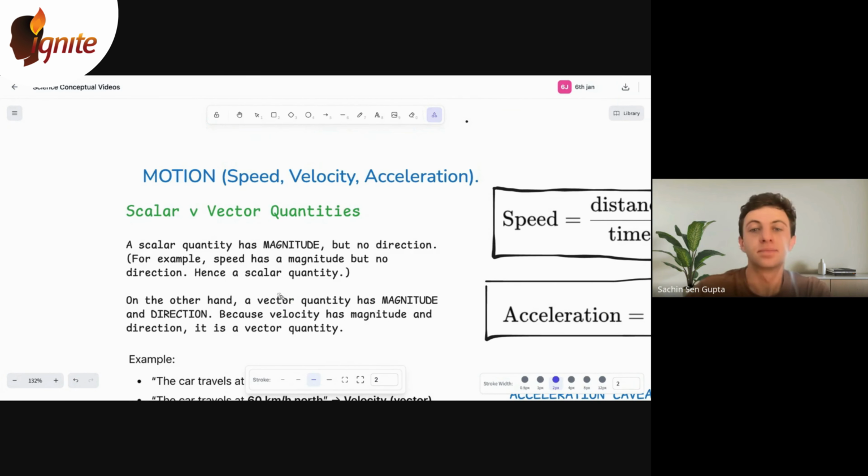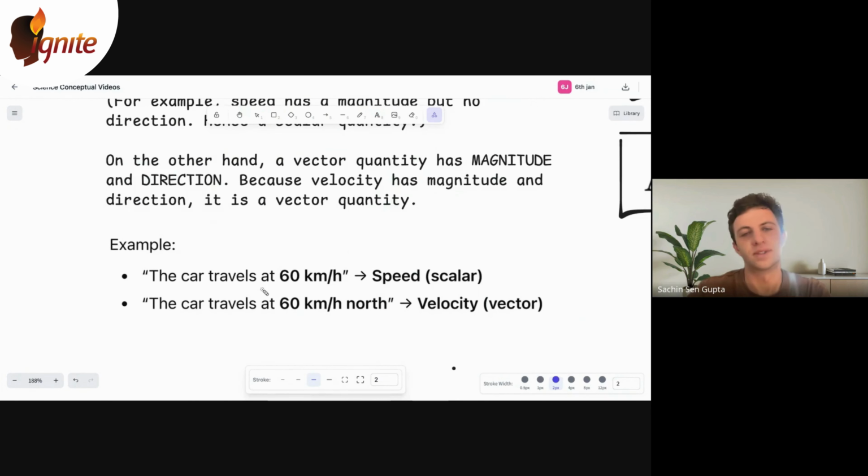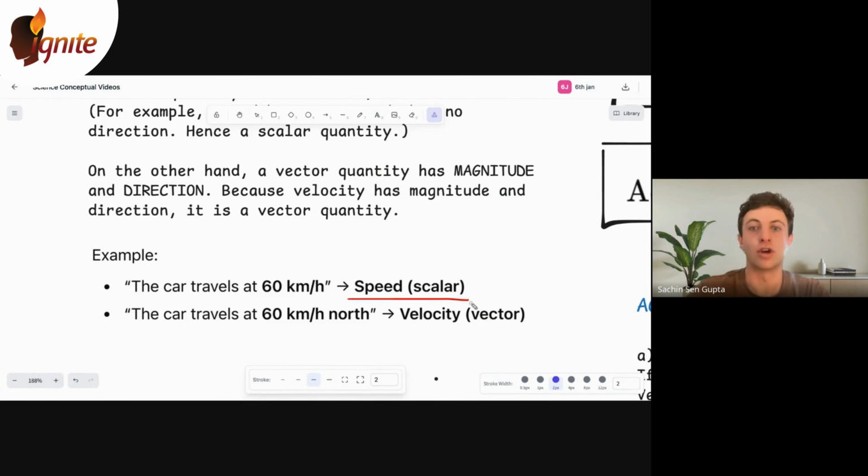Now, on the other hand, a vector quantity has magnitude plus direction. So you can think vector is like scalar, but it also needs direction, right? So velocity has magnitude, and it can have the same units as speed, meters per second or kilometers per hour, but it also has a direction. For example, a car travels at 60 kilometers an hour: that's speed, because it's only got magnitude, there's no direction. The car travels at 60 kilometers per hour north. This is velocity, and it's a vector because we've got magnitude, kilometers per hour, and the direction, north.